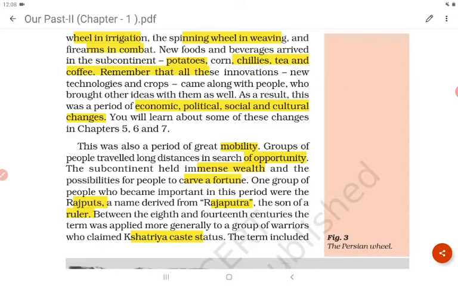This was also a period of great mobility. Groups of people traveled long distances in search of opportunity. The subcontinent held immense wealth and the possibilities for people to carve a fortune. One group of people who became important in this period were the Rajputs, a name derived from Raja Putra, the son of a ruler. Between the 8th and 14th centuries, the term was applied more generally to a group of warriors who claimed Kshatriya caste status.